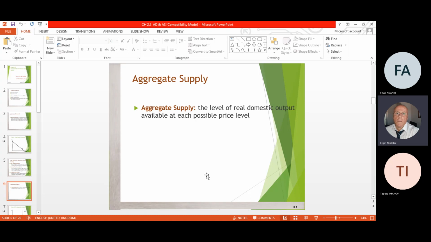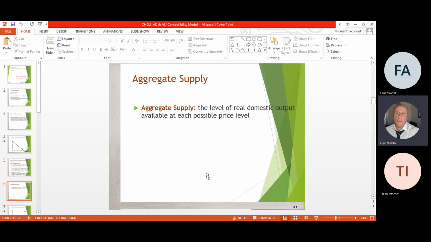And when we look at the aggregate supply, this is the other side of the economy, the supply side, because the demand side is aggregate demand and the supply side is aggregate supply at the nation's level of activities. Aggregate supply is the level of real domestic output available at each possible price level, which is the amount of goods and services produced in a year. This is the GDP, the so-called gross domestic product. And we are always calculating this in nominal terms, in monetary values, which is also a problem for the economy.